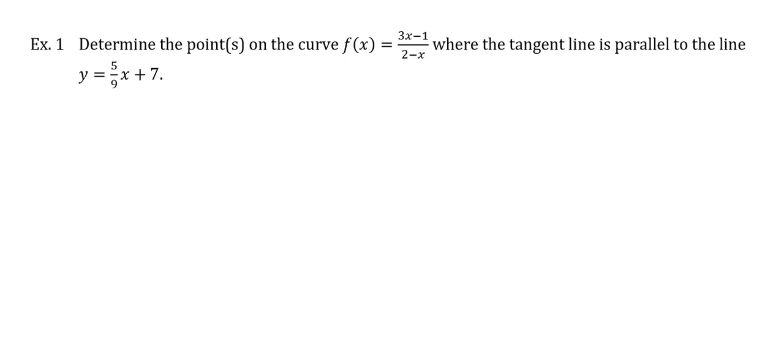What does it mean when it says the tangent line is parallel to the line y equals 5 over 9x plus 7? What does that mean? Jason? The instantaneous slope of that line would be equal to 5 over 9x plus 7. Parallel to that, yeah. So what does that tell us? What do you think?